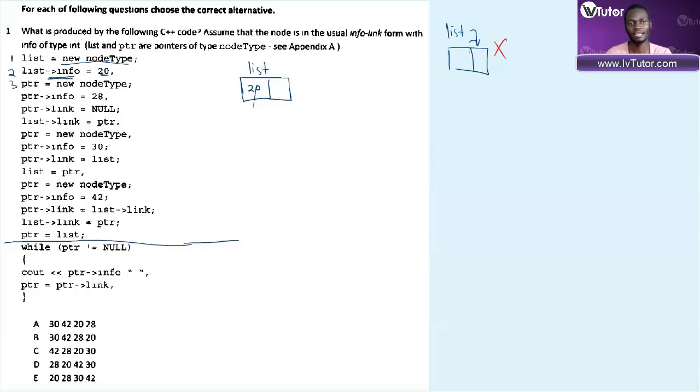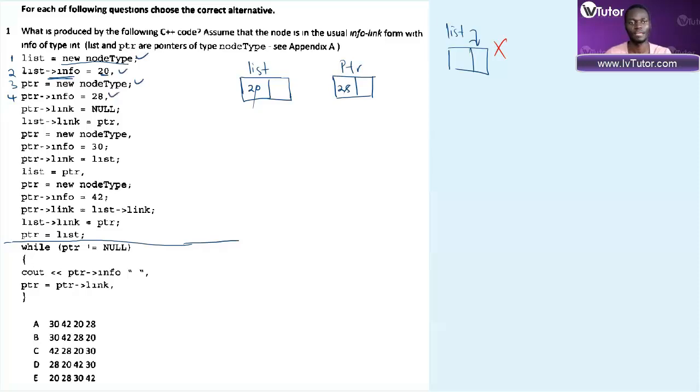Line 2 done. Line 3. PTR equals new node. Okay, we have another node called PTR, so we can do this. Here it is. Okay. Line 3 is done. Line 4 says PTR.info equals 28. So this is 28. Okay. Line 4 is now done. So just tick this as we go.